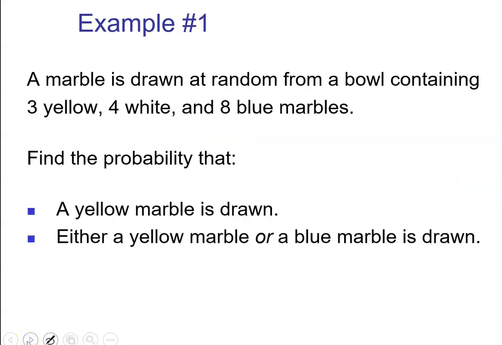Let's just start with one example here. We have a bunch of marbles. One is drawn at random from a bowl containing 3 yellow, 4 white, and 8 blue. We want to find two things. What's the probability that a yellow marble is drawn? And then we also want to find the probability that either a yellow marble or a blue marble is drawn.